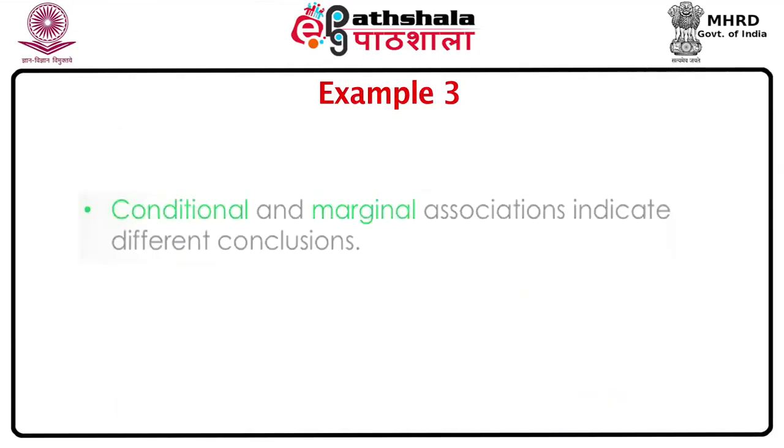So this is a classic paradox when we analyze discrete outcomes and is referred to as Simpson's Paradox. Technically, the reason is that conditional and marginal associations indicate different conclusions. We shall look at this example in greater detail in a subsequent module.